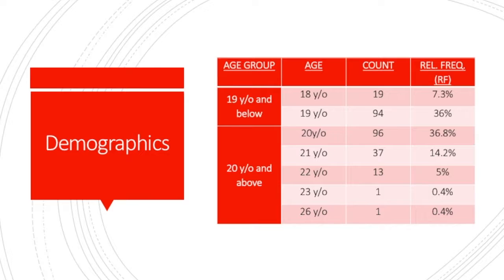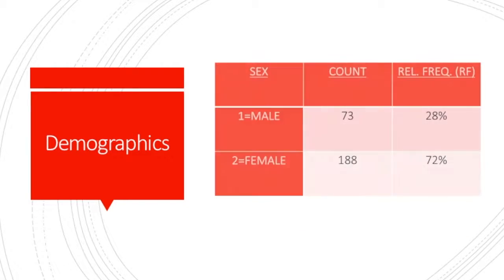In the academic year of 2017 and 2018, the majority of the students are 20 years old with 96 students, followed closely by 19 years old with 94 students. Lastly, the participants are grouped according to their gender, the majority belonging to the females with 188 students, which is 72% of the entire number of participants.